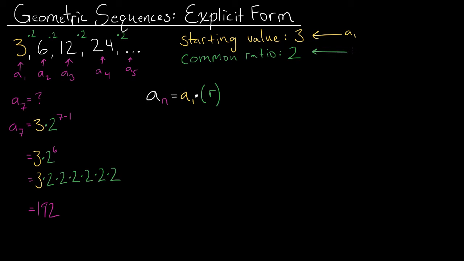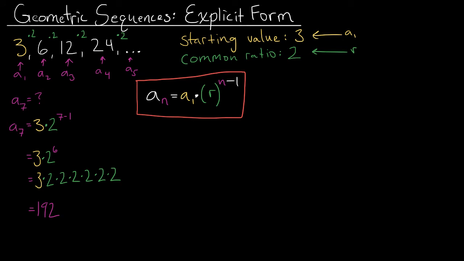And I'll label this up here just to be consistent. And that's multiplied by our common ratio. And then we raise that common ratio to the power of n subtract 1. So this is our general formula for a geometric sequence in explicit form. And so let me put a nice red box around it, and then we can work some examples.